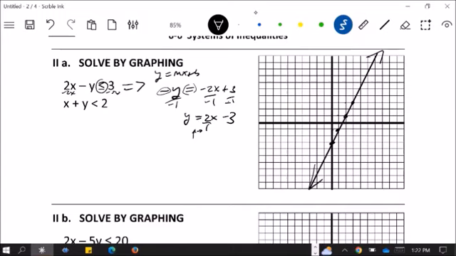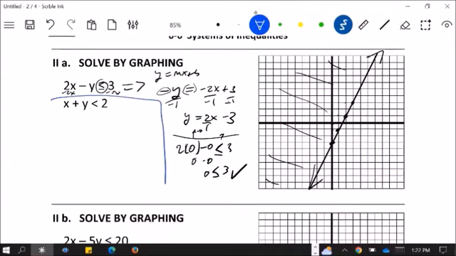And we can test 0, 0 here. So 2 times 0 minus 0 less than or equal to 3. That's 0 minus 0, which is 0 less than or equal to 3. That checks, that's good. Therefore, that side here is where we would consider shading.